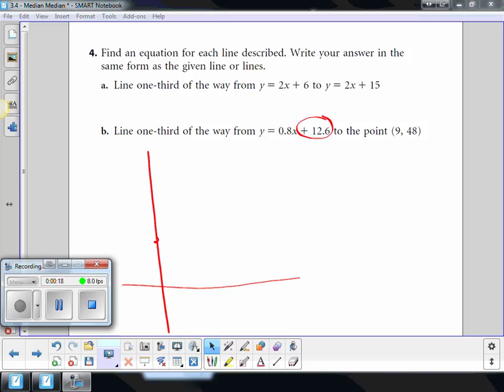12.6 is the y-intercept. 0.8 would be the slope of this line. Ooh, that's a weird line. So there's a line. It's not drawn to scale. It's just a sketch. 0.8x plus 12.6.